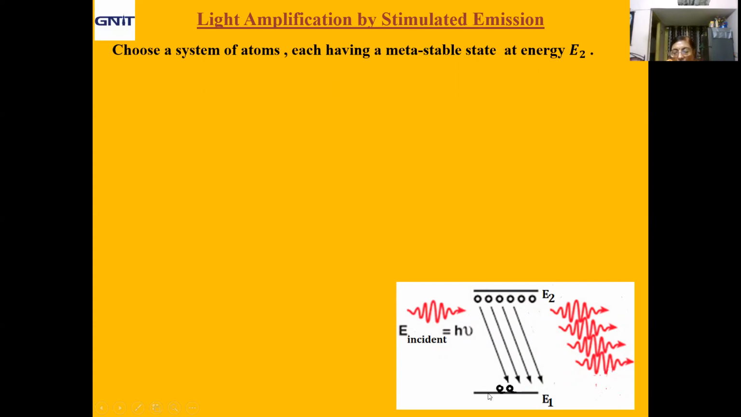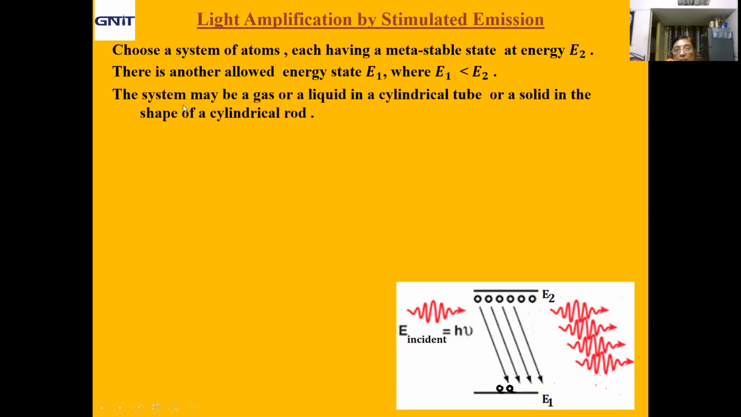One is E1, the lower energy state. The other is E2, the upper or higher energy state. And incidentally, E2 is a metastable state. There is another allowed energy state, E1, I already mentioned, and obviously E1 is less than E2.